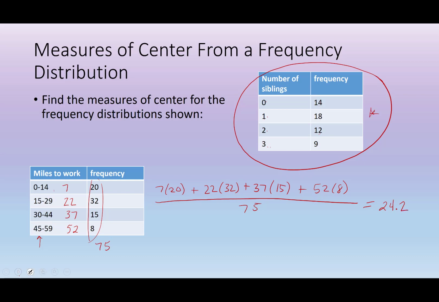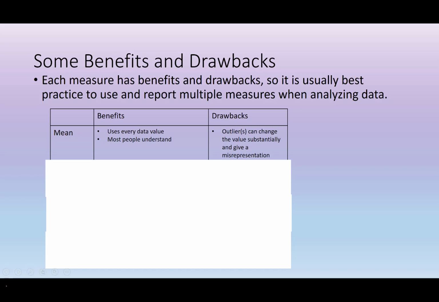Now we're going to look at, just real quickly, the benefits and the drawbacks of each one of those. Okay, so first of all, some benefits and drawbacks for the mean. The benefits is that it uses every data value, and most people understand it. It's kind of our common mean. Okay, the drawbacks. Outliers can change that value substantially, and they can give us a false impression.